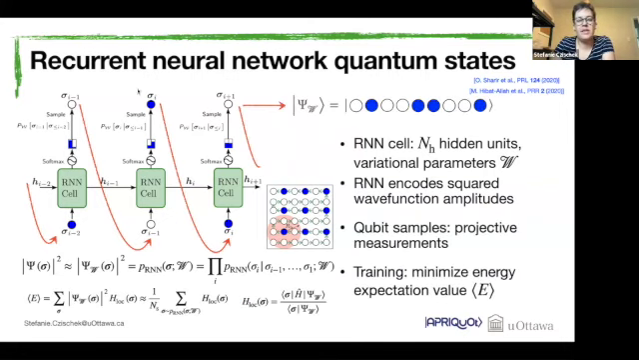Okay, so any sample that we draw from our recurrent neural network basically corresponds to one projective measurement. So it gives us one state for each qubit in the sequence. And then we use these measurements to evaluate and minimize the energy expectation value. So this is how it is done with recurrent neural networks.